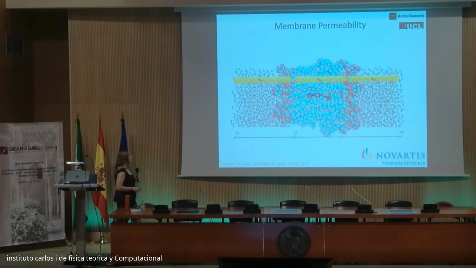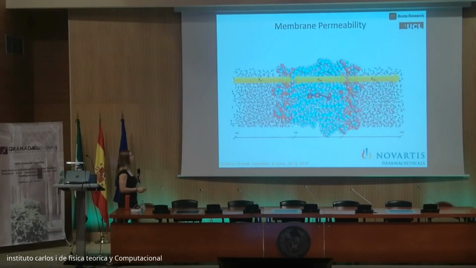So maybe now I just wanted to show you a few applications of how we use the macroscopic models. For example, this was a collaboration with Novartis. They were interested in how long a drug molecule takes to cross the membrane. This is particularly important as there are very few drugs that are able to cross the blood-brain barrier. So it's a very important problem to be able to design drugs that can cross the blood-brain barrier and reach the brain also for healing brain diseases.